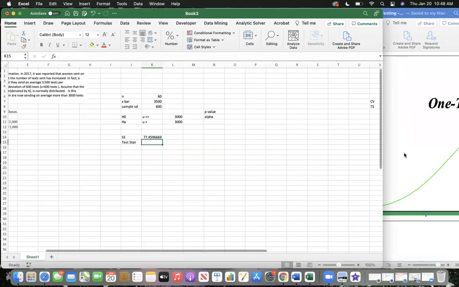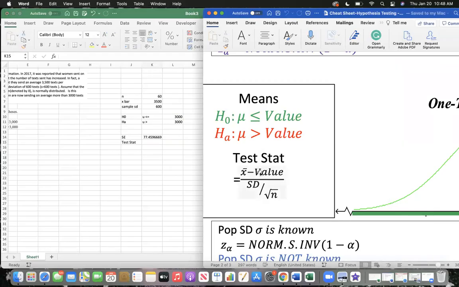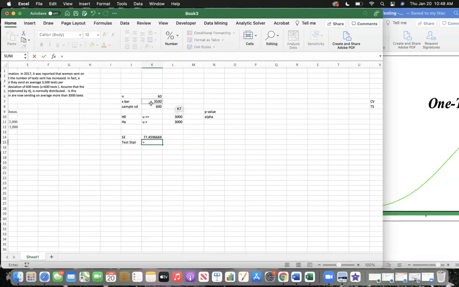Now we can calculate our test statistic. We said it's x bar minus value divided by standard error. So x bar, make sure you have the parentheses in the right place. So open parentheses, 3,500 minus 3,000 divided by your standard error. And there we go. That's our test statistic.